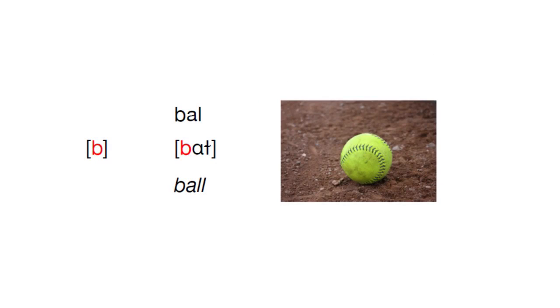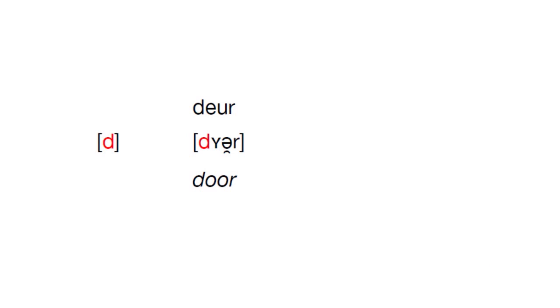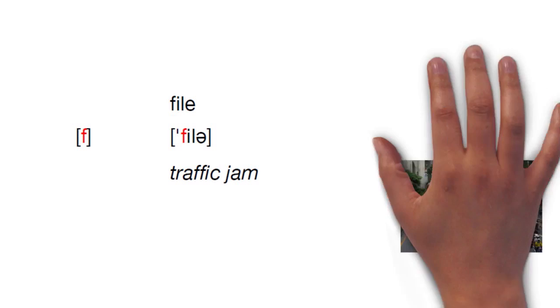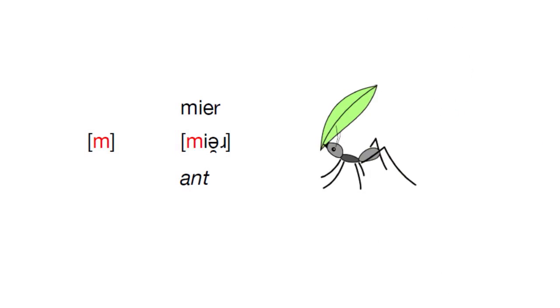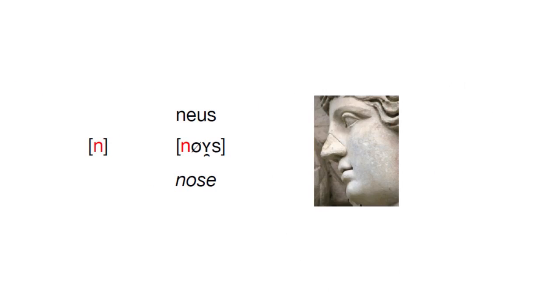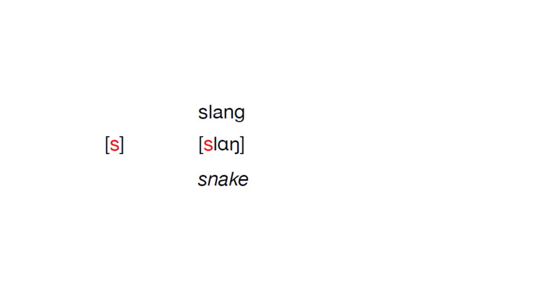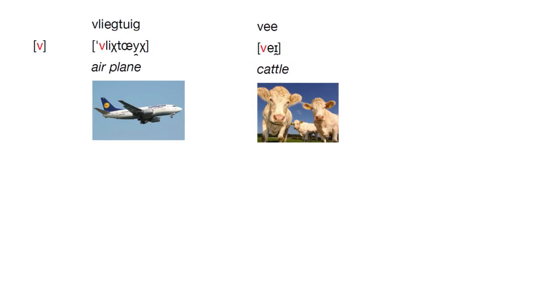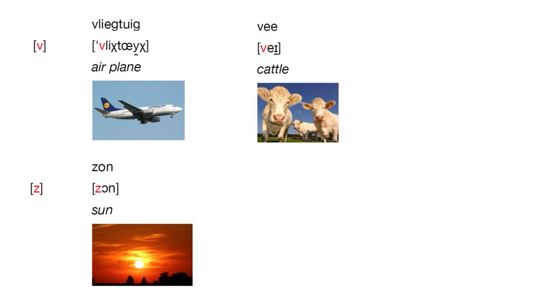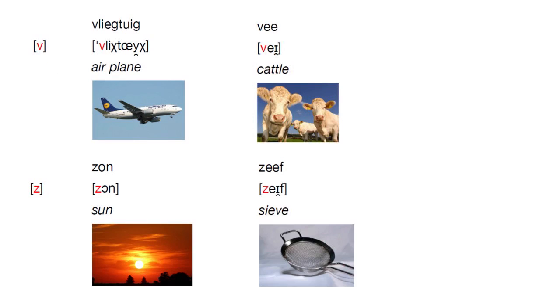There's B as in bal, D as in deur, F as in file, G as in goal, M as in mier, N as in neus, S as in slang. And then we get into the slightly weird territory with the Dutch V and Z. That's V as in vliegtuig, and Z as in zon, or zeef.